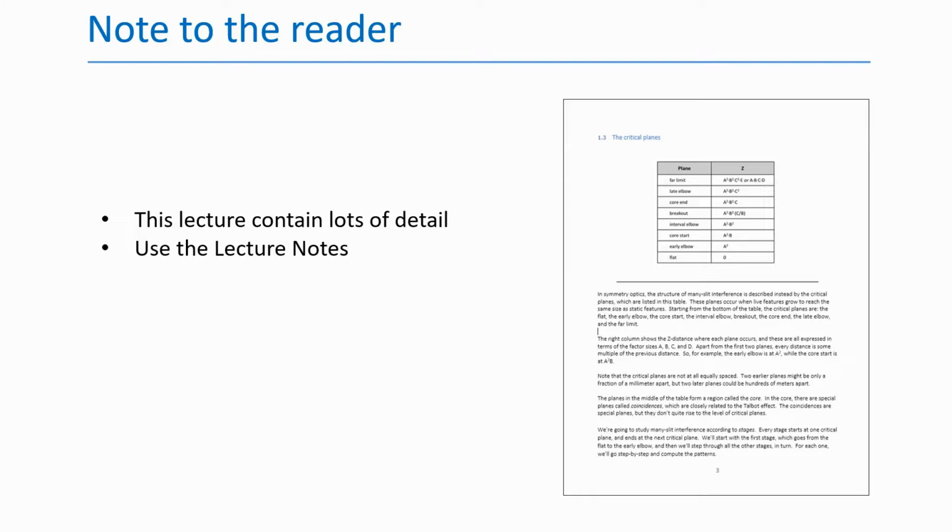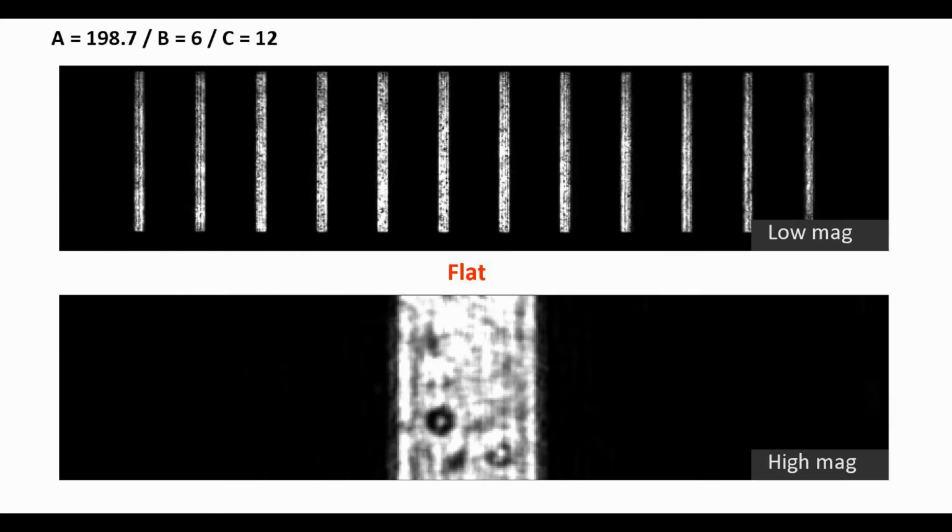Let's get started. Here are some laboratory images of a grating at the flat. These are taken with a camera, so they show the screen pattern but not the roundness. The top and bottom images show the same grating, but at two different magnifications.